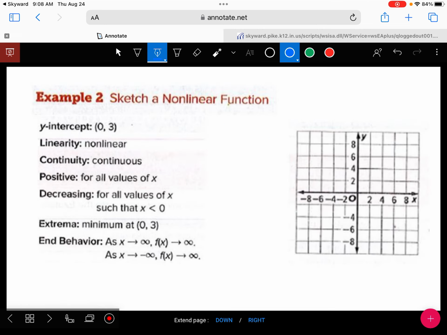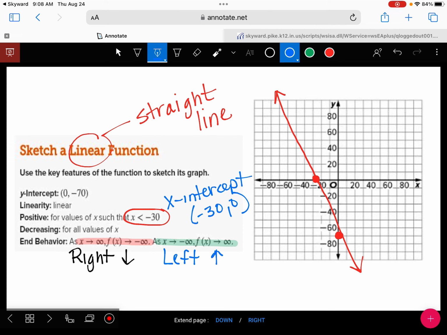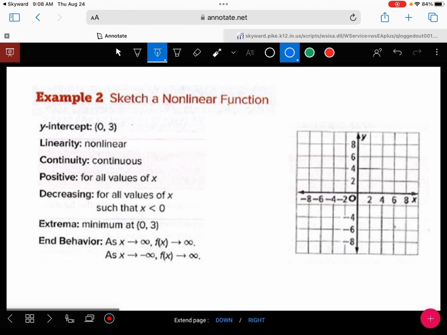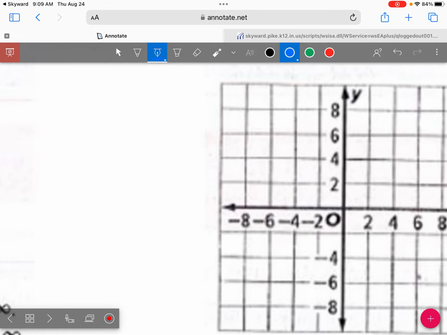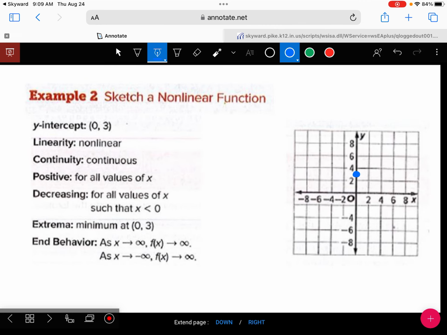Okay. Now let's do another one. Now let's talk about a nonlinear function, a graph that's not a straight line. So this one is not a straight line. Let's go ahead and plot what we know. We know that it has a y-intercept at +3. So that'll be about right here in between 2 and 4. We know that it's not going to be a straight line.